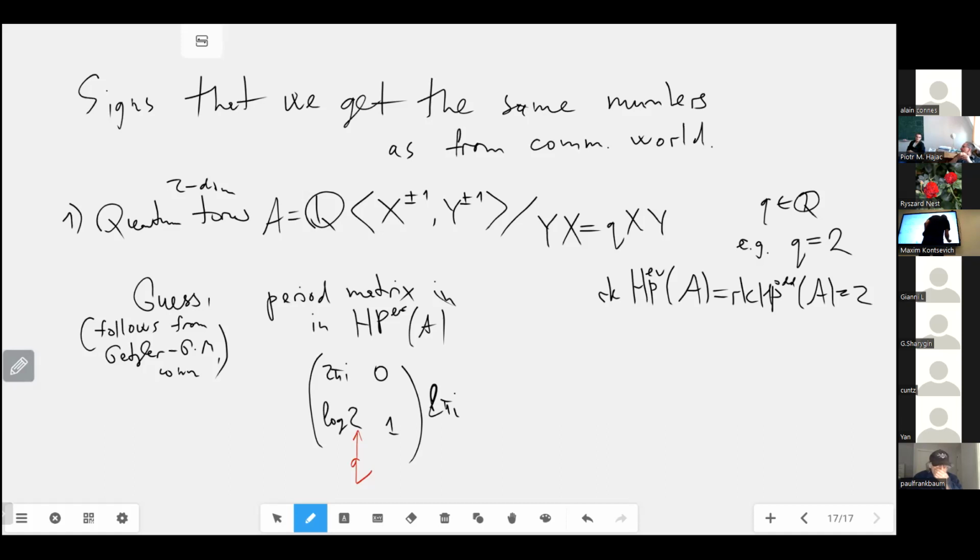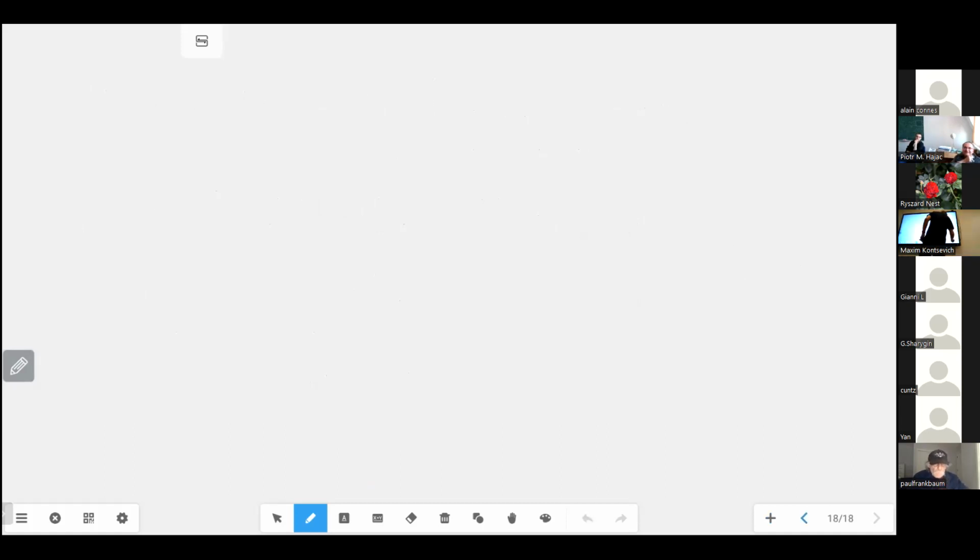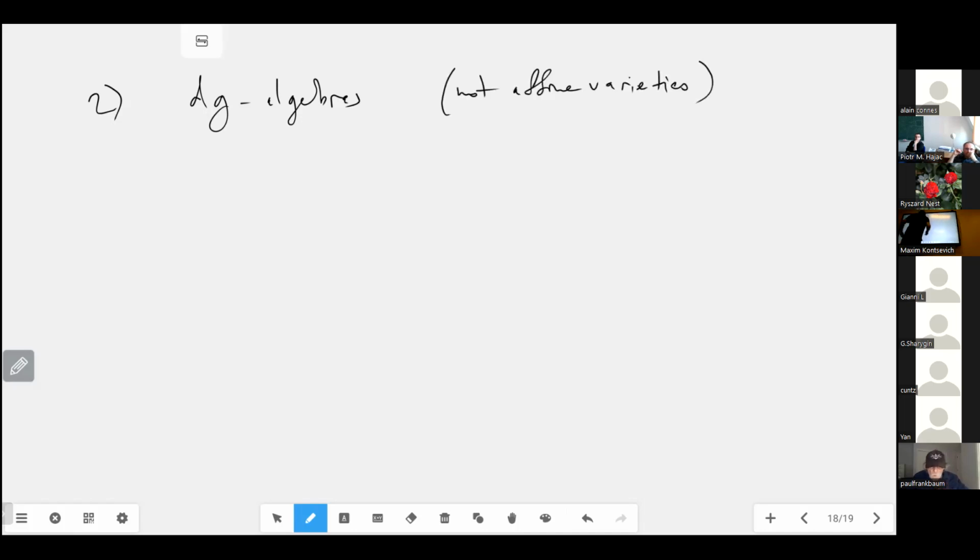There is a bit more complicated story. There are differential graded algebras. And for differential graded algebras, there was some theory developed. It's useful for non-affine varieties. There is some differential non-commutative algebraic geometry for DG algebras.